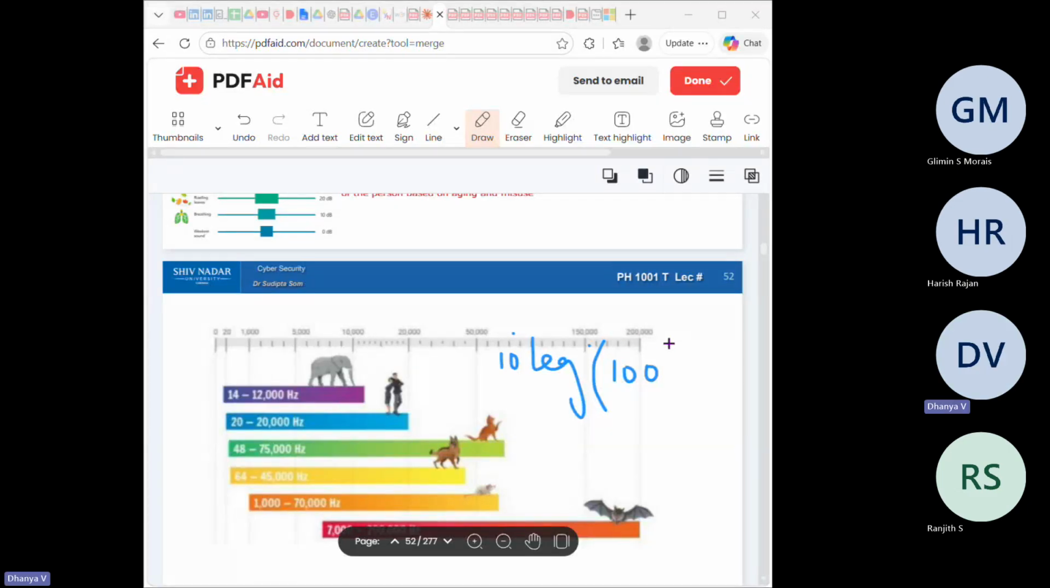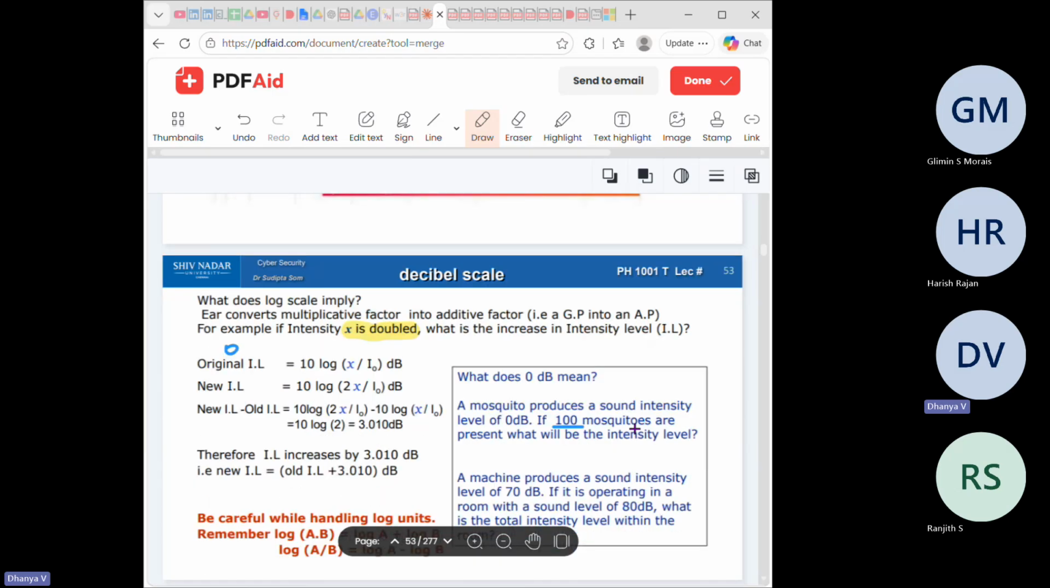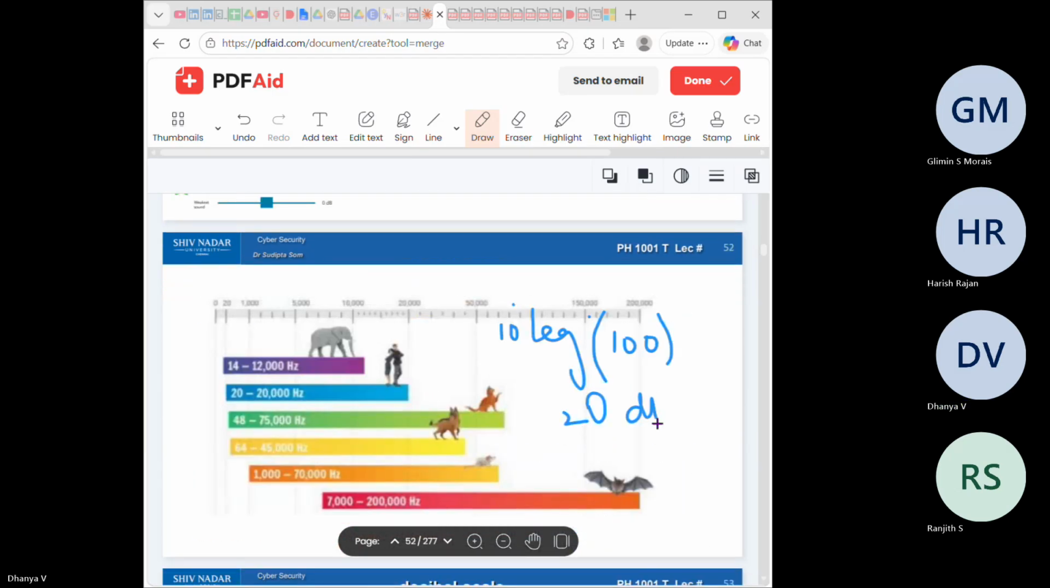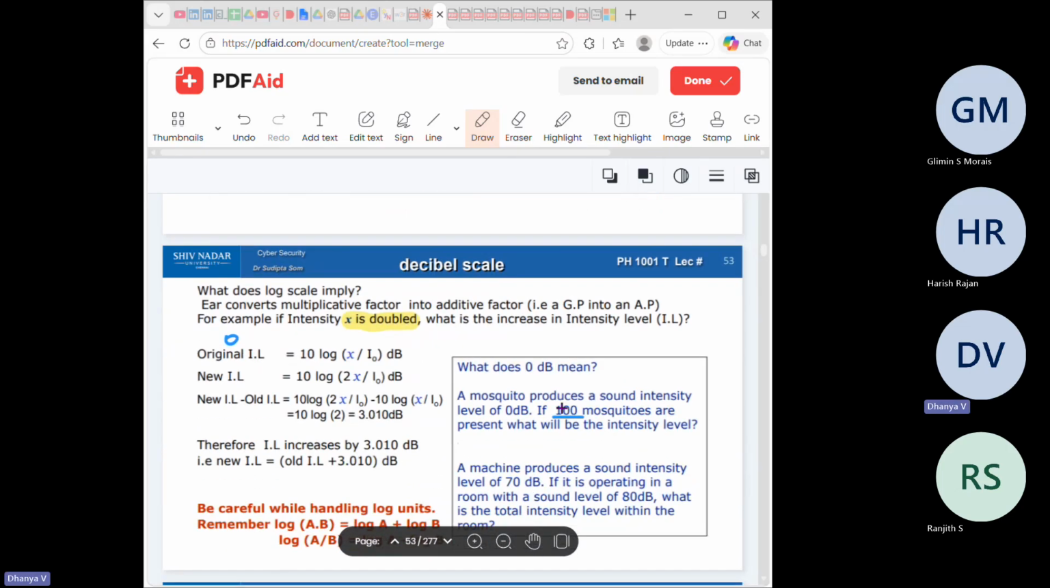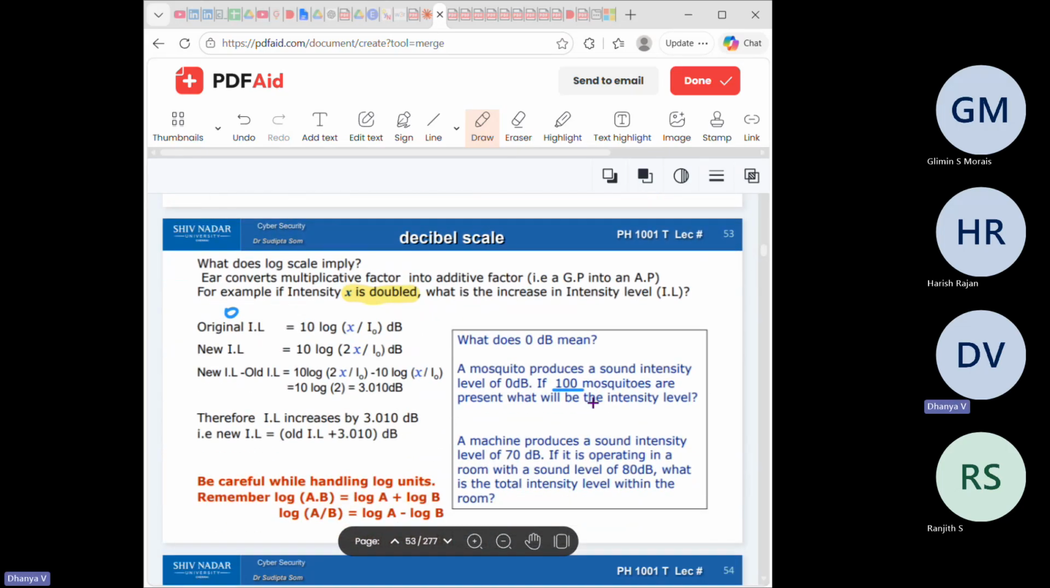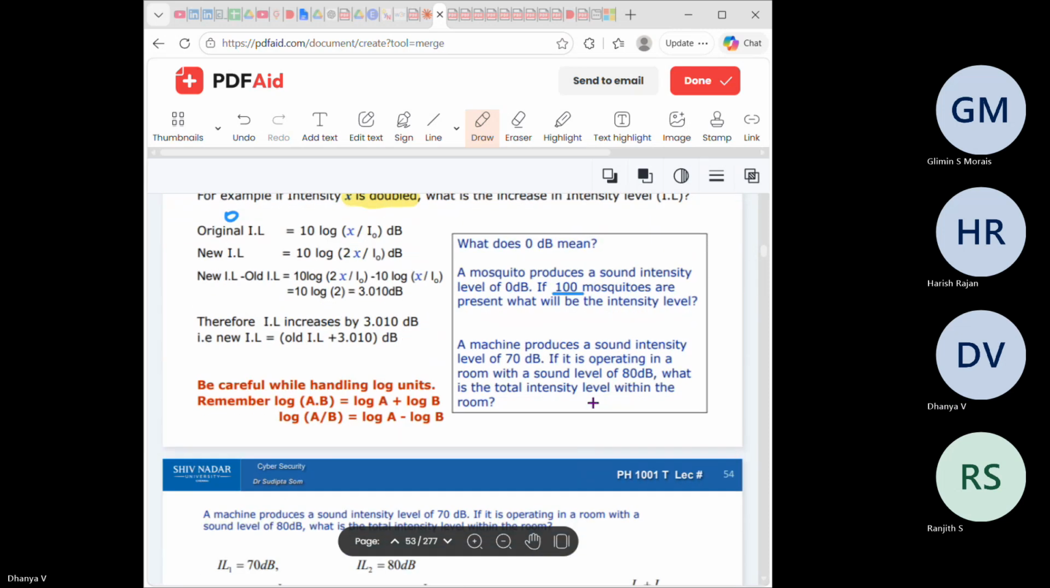Okay, thank you, Hari. Okay, so 10 log 100 I naught by I naught, which is 100. So what is this? This is 10 square. So 20. What is asked for? dB. Okay, so for the intensity level, it is dB. Your intensity is watt per meter square. Don't forget. And then another question.